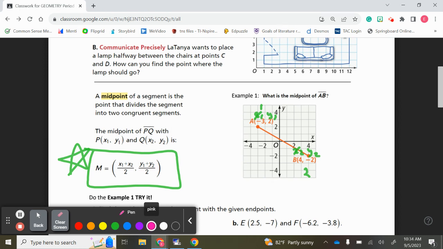Okay. All right. So in this case, we have -3, -2, 4, -2.